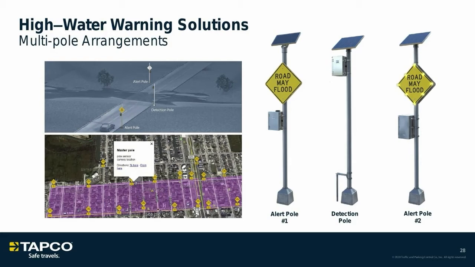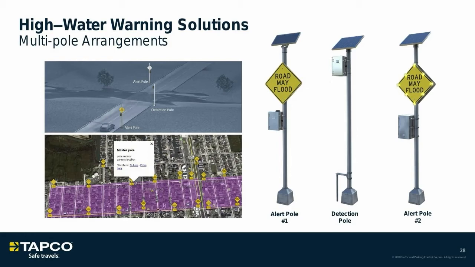But what you see on the screen is essentially what you would see out in the road as far as alert poles, detection poles, and other alert poles. The left side of your screen is a snapshot from our BlinkLink. Again, that is what it would look like if you had a system in place with a master detection pole and then a bunch of warning poles. Just a quick overview and layout view of what a system like this may look like.